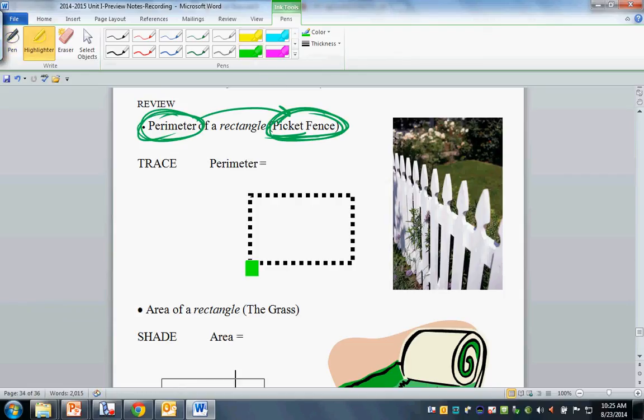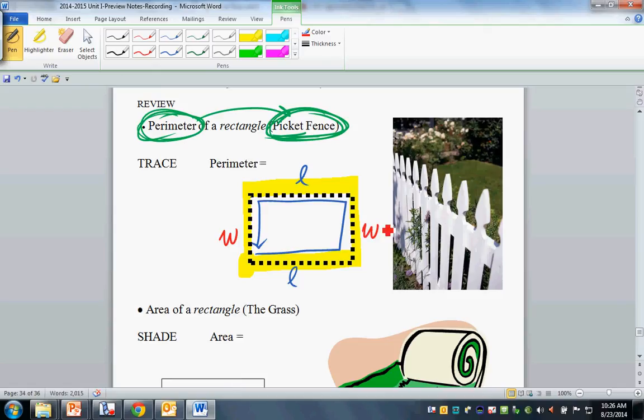So when you're dealing with a rectangle, the first thing I'd like you to do is physically trace the perimeter. So put your pencil on the paper right here. Ready? Walk it around with me. Walk around the perimeter. That's perimeter. Now I'd like you to label. This is length, and this is width.